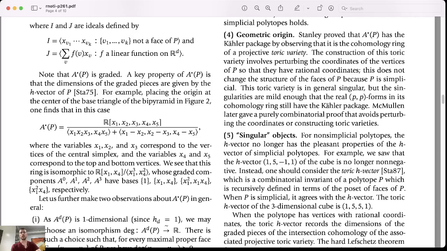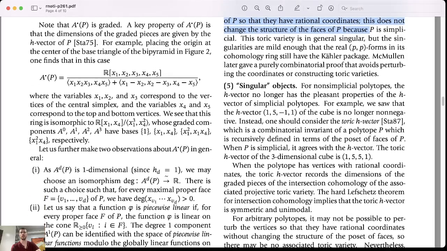Geometric origin. Stanley proved that A^•(P) has the Kähler package by observing that it is the cohomology ring of a projective toric variety. The construction of this toric variety involves perturbing the coordinates of the vertices of P so that they have rational coordinates. This does not change the structure of the faces of P because P is simplicial. This toric variety is in general singular, but the singularities are mild enough that the real (p,p) forms in its cohomology ring still have the Kähler package.